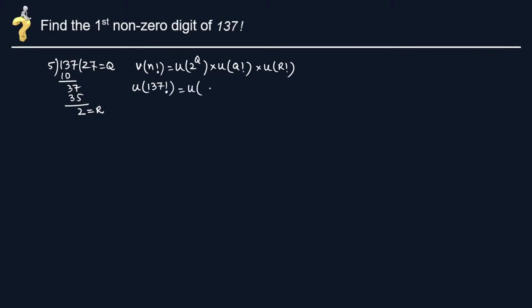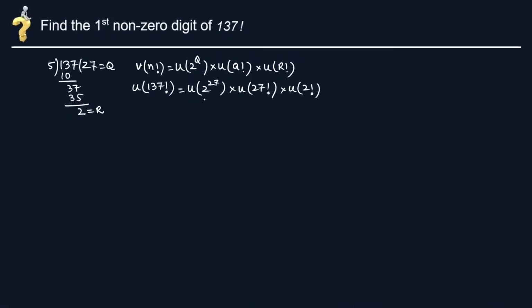So in our case, we will write 2 to the power 27, factorial 27, and factorial 2. Is it clear? Now, two big questions will come. The first question: see this computer screen, 2 to the power 27. Sir, it is not possible for us to calculate this. Yes, it is true. That is why I taught you what the last digit of 2 to the power n, whole to the power n, will be. This I will apply in this problem.